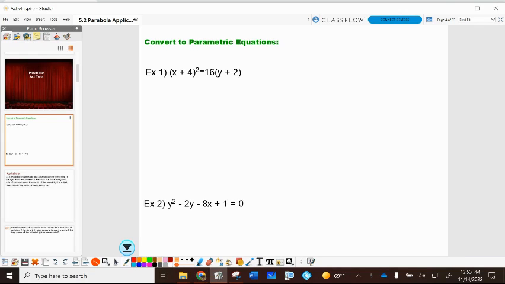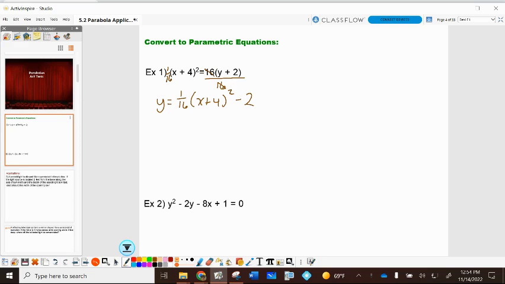First thing we want to do is try to get the x as my squared term, so I want to get the y by itself. So I'm going to divide both sides by 16, which is the same as multiplying by 1 over 16. And then I want to get that y by itself, so I'll subtract 2 from both sides. So y equals 1 over 16 times x plus 4 quantity squared minus 2.